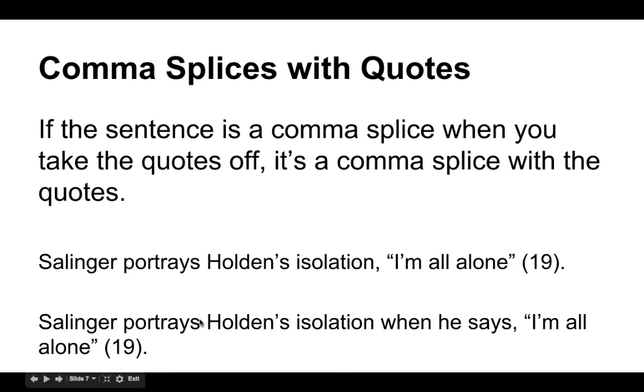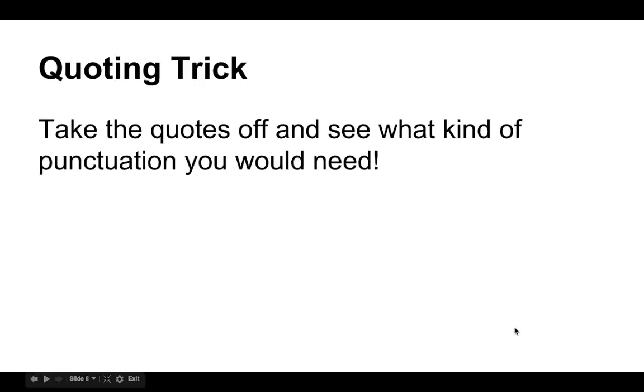So we could say, Salinger portrays Holden's isolation when he says, comma, "I'm all alone." And then it works just the way our other sentences work. "I'm all alone" is our IC. And then "Salinger portrays Holden's isolation when he says" is our DC. Again, the trick that you always want to remember, take the quotes off and see what kind of punctuation you would need, and that's what you should put in there.